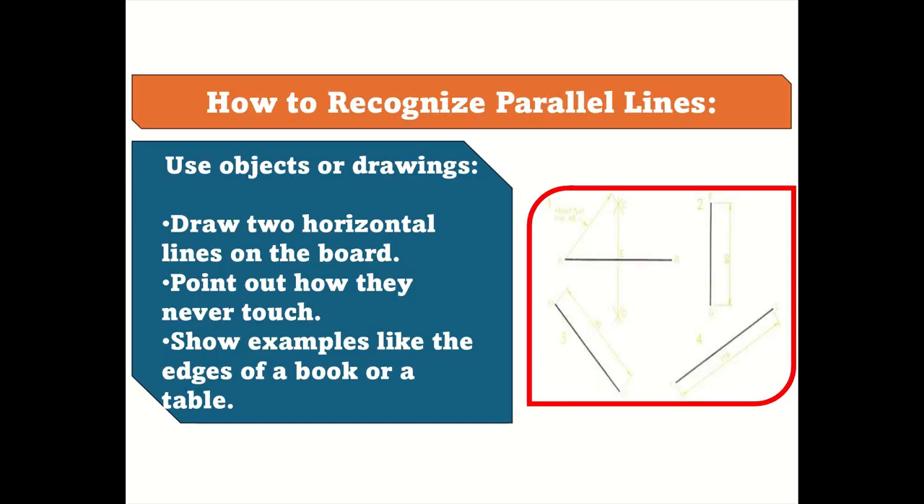How to recognize parallel lines? Use objects or drawings. Draw two horizontal lines on the board. Point out how they never touch. Show examples like the edges of a book or a table.